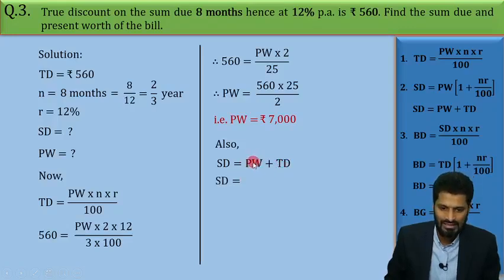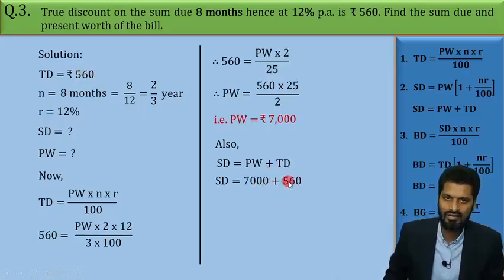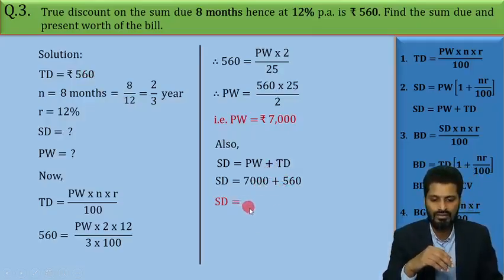So it will be 7,000. Correct? PW we have just calculated as 7,000 and TD was already given as 560. So it will be 7,000 plus 560, which eventually gives us the value of sum due as rupees 7,560.